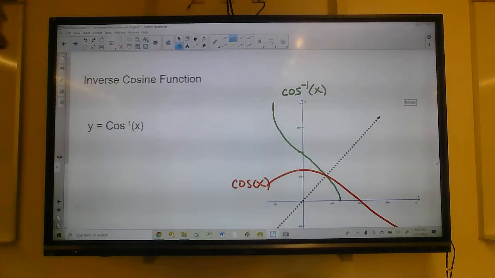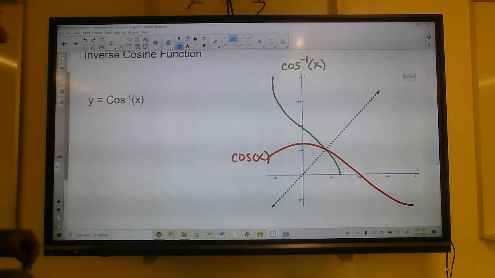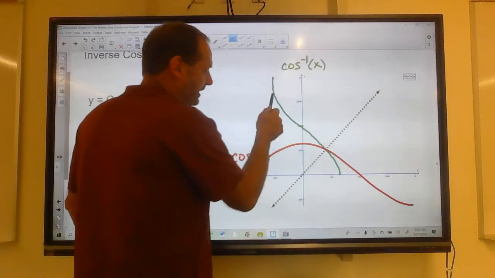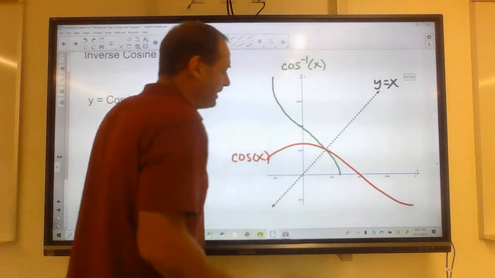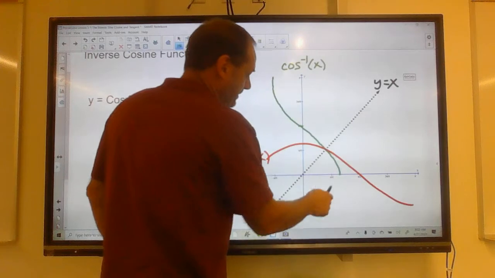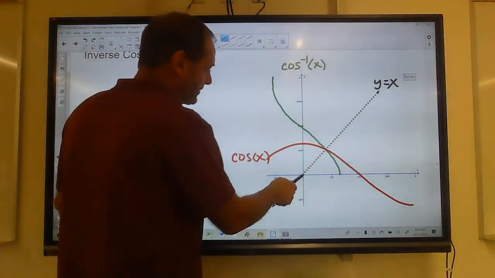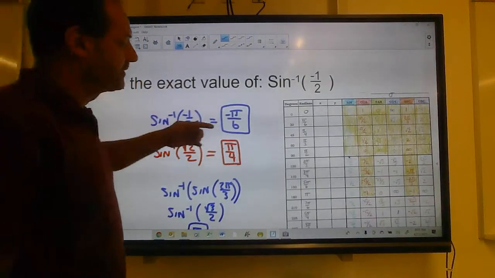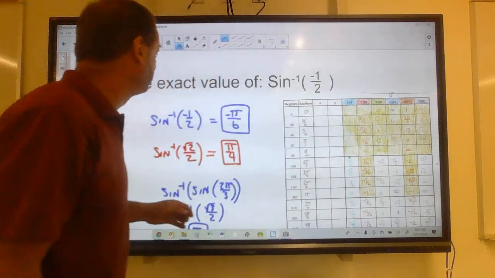Now cosine. Same deal, it works almost exactly the same with arc cosine. My cosine looks like this. My arc cosine is a reflection in the line y equals x, and it's limited as to where it can be because if I continue this on like this, that's not a function. So we cut it off, and it goes between 0 and pi, which is why, when you look at the chart, cosine is shaded between 0 and pi, because that's where I can go backwards here.